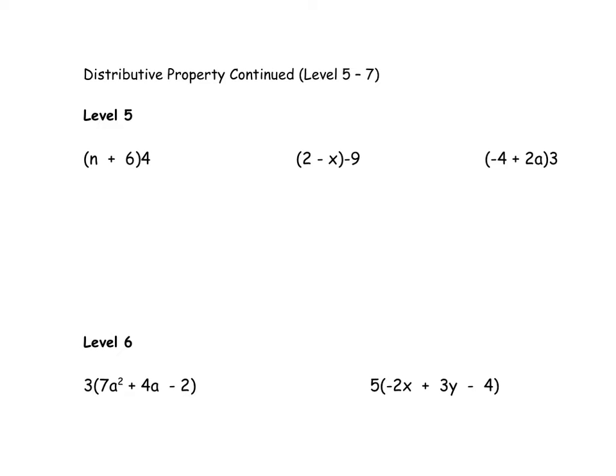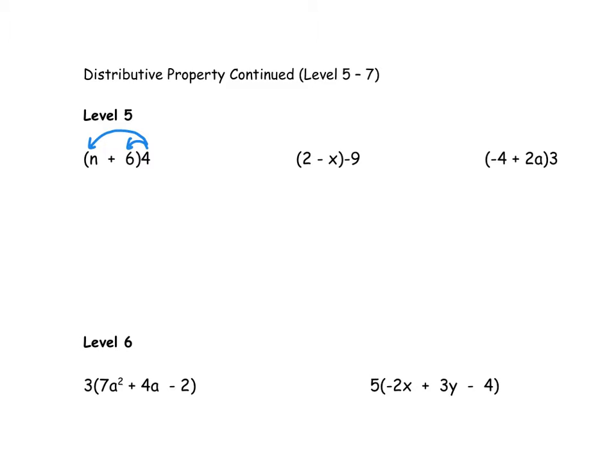This lesson will continue the distributive property, and we're going to discuss level 5 through 7 problems. Level 5, as you notice, looks like they're written backwards because they are. They're backward of what we're used to seeing. So in order to do this type of problem, we can just start with a number outside the parentheses and go to the two terms inside the parentheses.